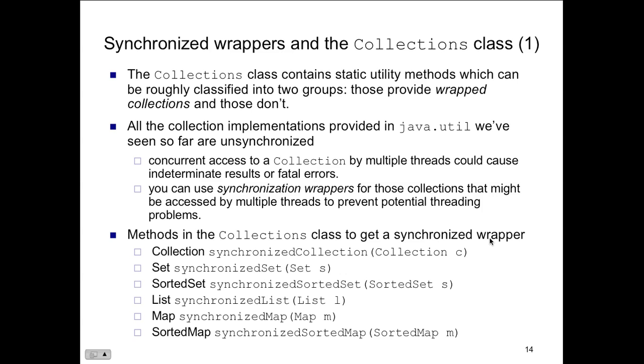Synchronized wrappers and the collections class. The collections class contains static utility methods, the one we looked at in java.util, which are roughly classified into two groups: those that are wrapped collections and those that aren't. I'll talk about that for a few seconds. In fact, I can probably skip this part because we don't need it for our purposes.